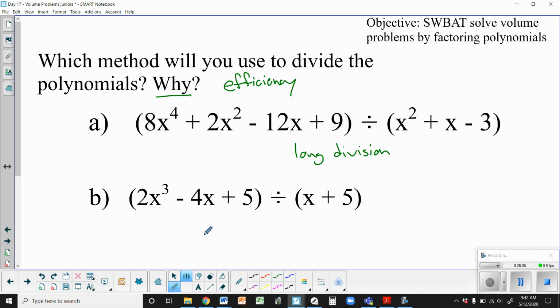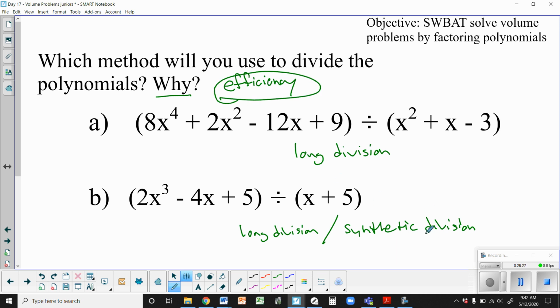And how about this bottom one? That's right, we can do both. So this one we can do long division or synthetic division. It's really up to you to decide which one you want to do. Which one is most efficient for you? More people choose synthetic division, but there are some that find long division faster.